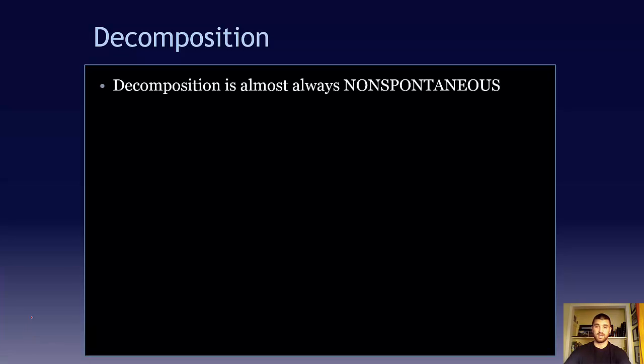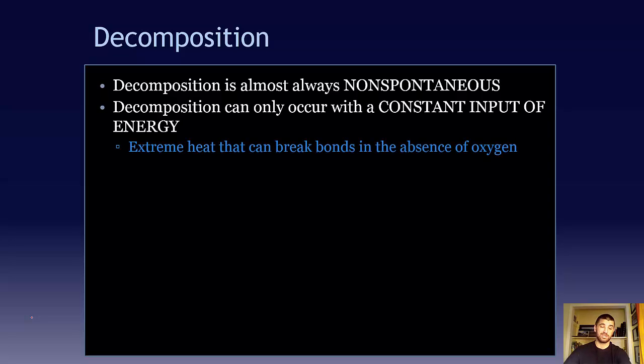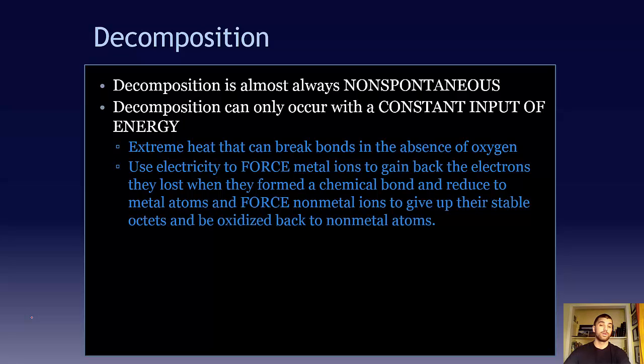Decomposition is almost always non-spontaneous, meaning that if you want it to happen, you have to constantly give it energy. It could be extreme heat that can break the bonds. If you don't have oxygen around to react with it, you just heat it up and you can break stuff down. Or you can use electricity to force the metal ions to gain back those electrons that they lost when they formed a chemical bond, and reduce to metal atoms, and force the non-metal ions to give up those electrons that they gained.